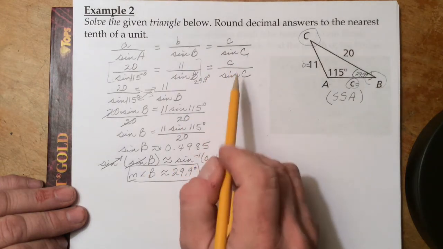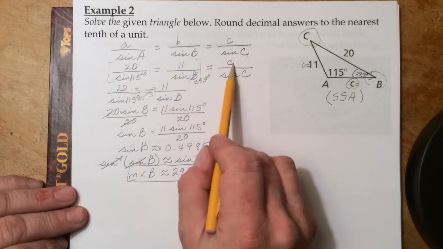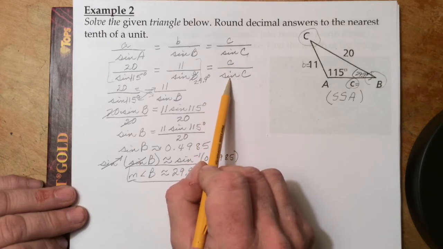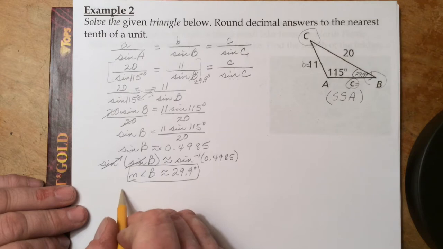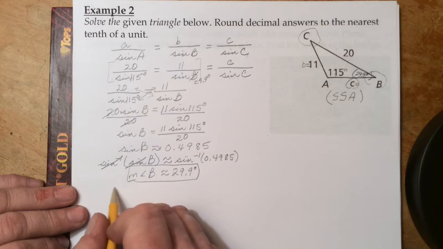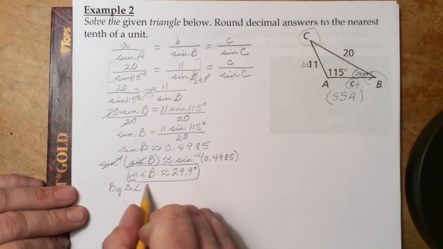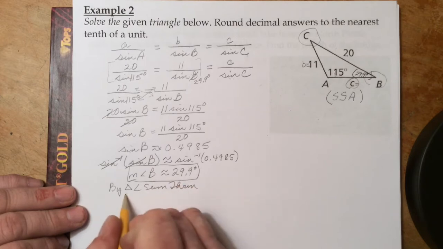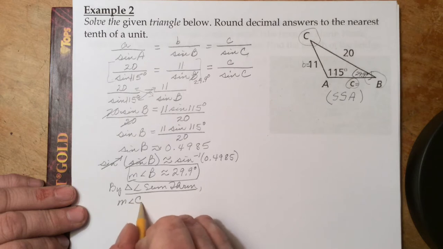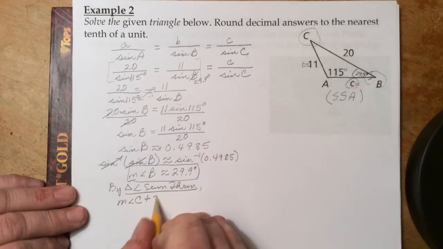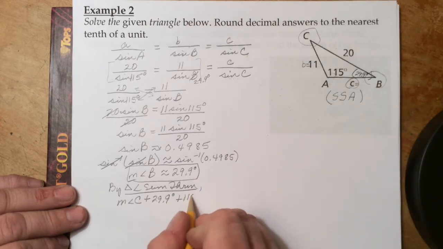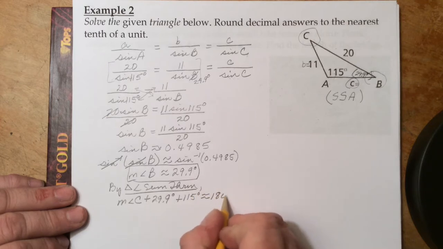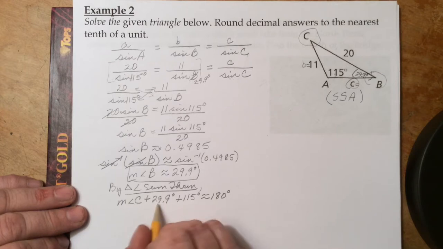Notice we still have C and sine C over here. We can't use the law of sines right now because we don't have either one of these. So what do we do? Notice we have 2 angles now out of 3 angles of a triangle. So we go way back. When we learned the triangle angle sum theorem, we can use that simply to find the measure of angle C. So by the triangle angle sum theorem, we have the measure of angle C, which we're looking for, plus 29.9, which is the measure of angle B, plus the measure of angle A, 115 degrees, is approximately equal to 180 degrees. It's approximate because we've had an approximation within our problem.